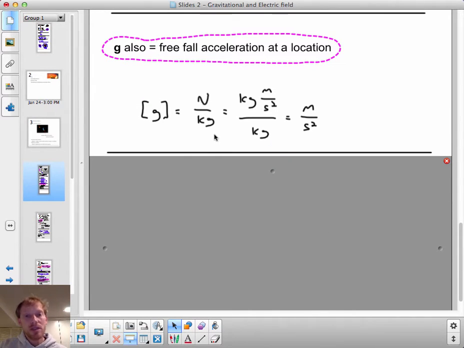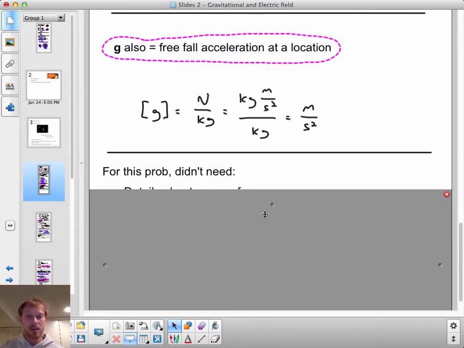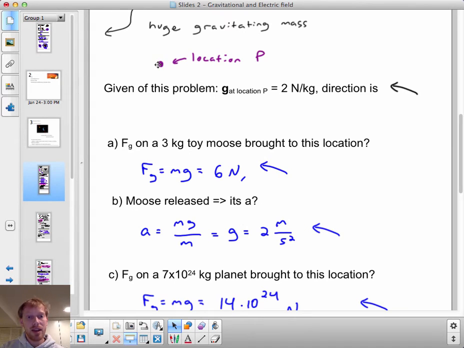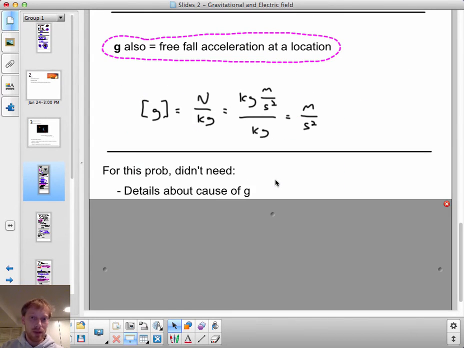Okay, the units of gravitational field are newtons per kilogram. A newton is a kilogram meters per second squared, and so yes, meters per second squared. When I told you about the toy moose and the planet, I didn't really tell you very much about those off-screen masses. I didn't tell you what their mass was, what their shape was, what their size was. I didn't need to. I told you the gravitational field at that location, and you were able to know about the forces and accelerations that a victim would experience if brought to point P.